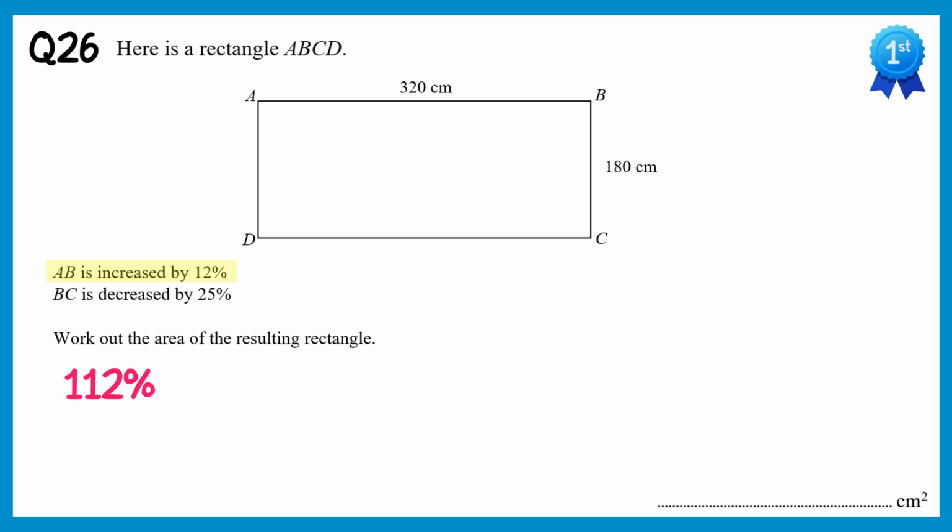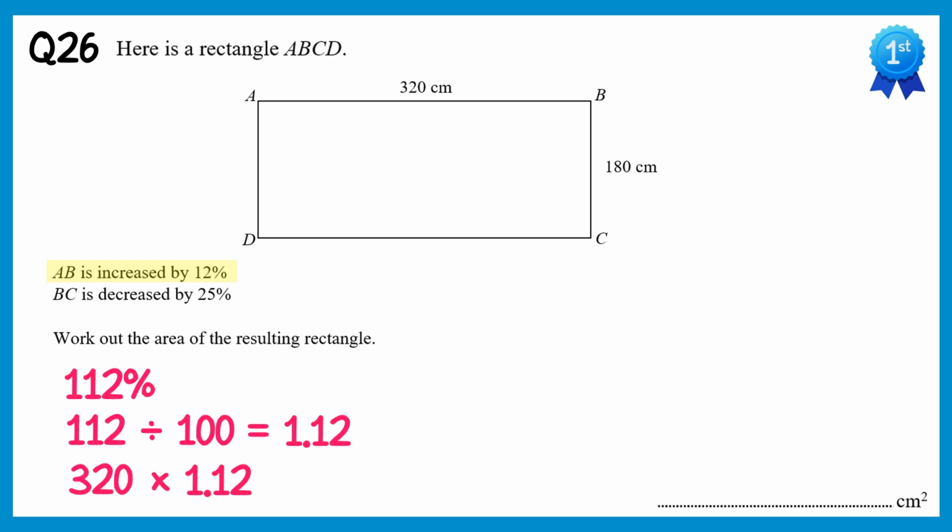Now we can turn 112% into a decimal multiplier by dividing it by 100. So 112 divided by 100 is 1.12. This means if you want to increase any number by 12%, you can multiply it by 1.12. So since we want to increase the length of AB by this, we take AB, which is 320, and multiply it by 1.12. Type that into your calculator and it'll give you the answer 358.4.